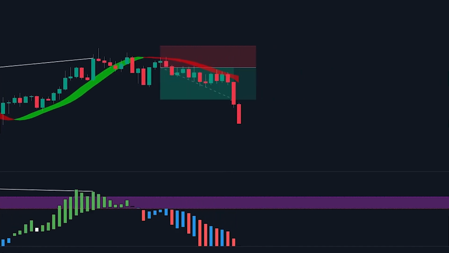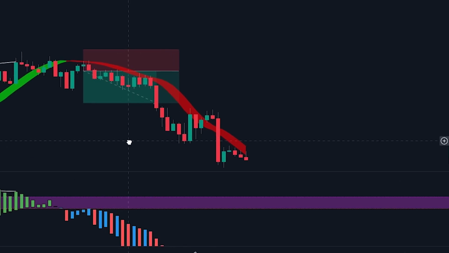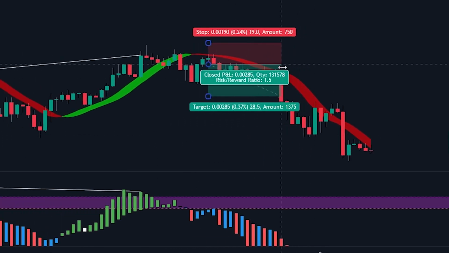I hope you were able to see how the banker fund flow indicator works, how it can be read, and how it can be used to enter into profitable positions.